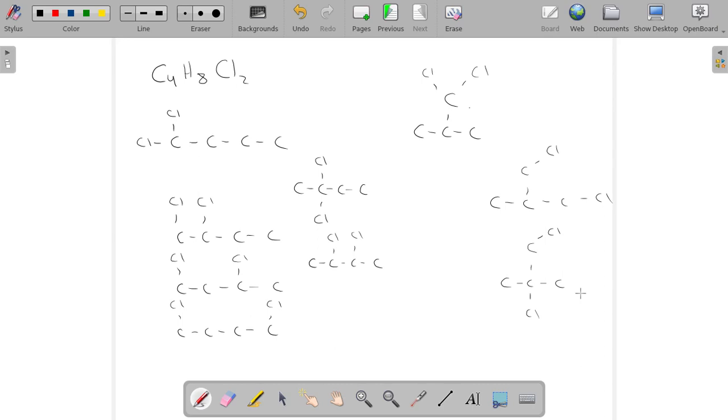All right, but the key on this is just to practice. There's plenty of practice problems in the textbook, so give them a try, see what you can come up with. The bigger trick is to actually learn how to name these as well.